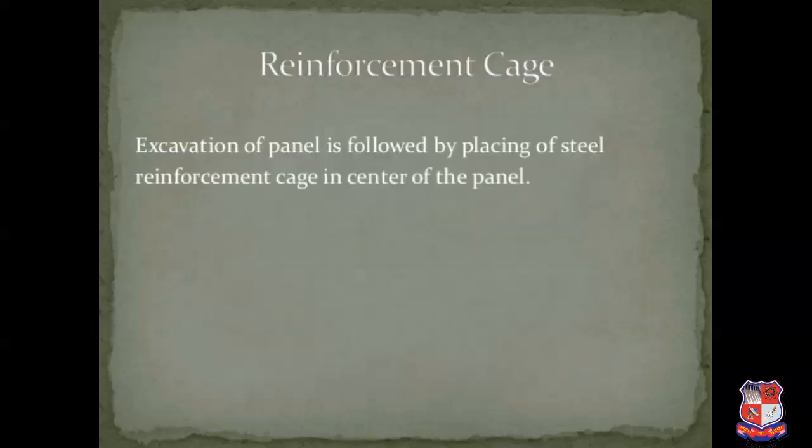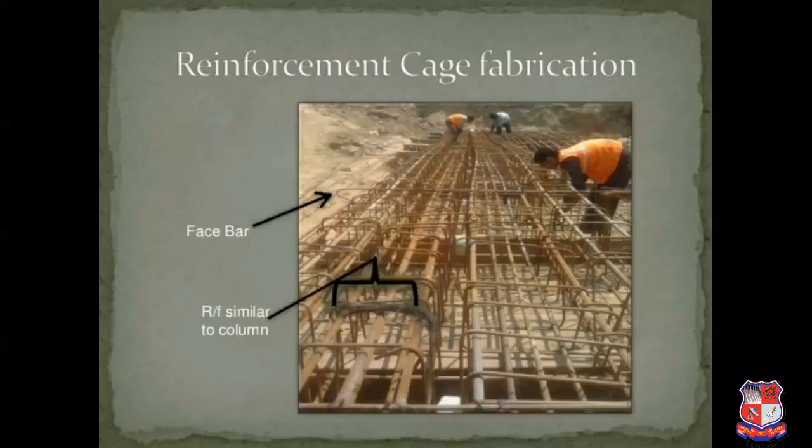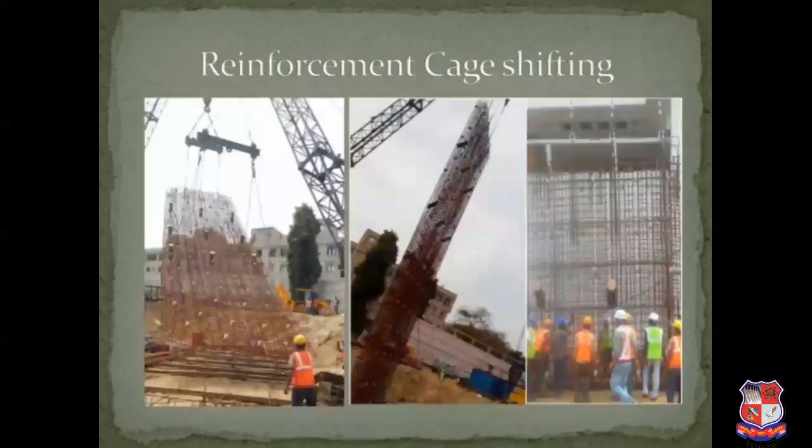Now the reinforcement cage. Excavation of the panel is followed by placing of the steel reinforcement cage in the center of the panel. Reinforcement cage fabrication can be seen in the image, which shows the face bar, similar to a column. Then we can see the reinforcement cage shifting in the image. The cage is shifted to the required position wherever it is needed.